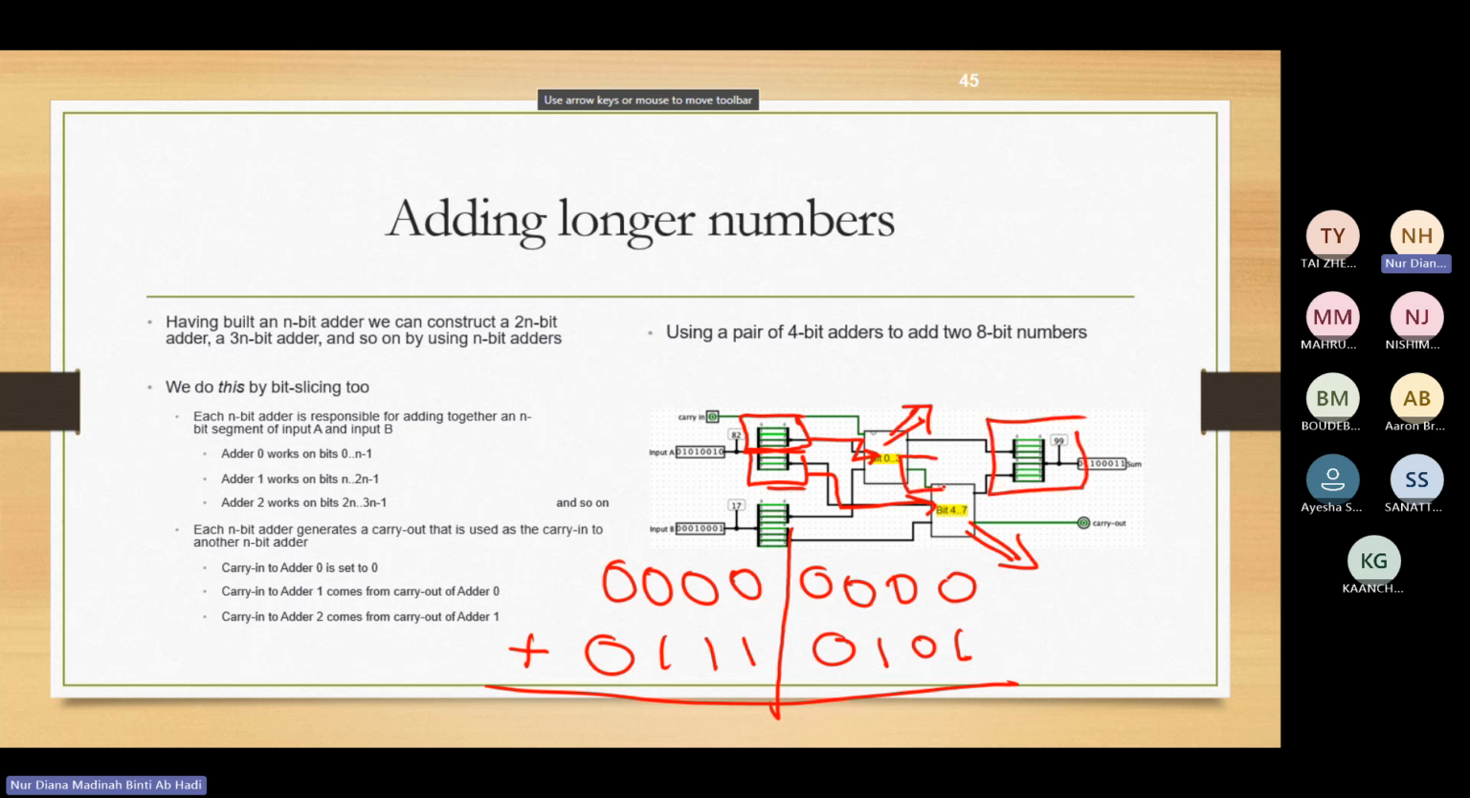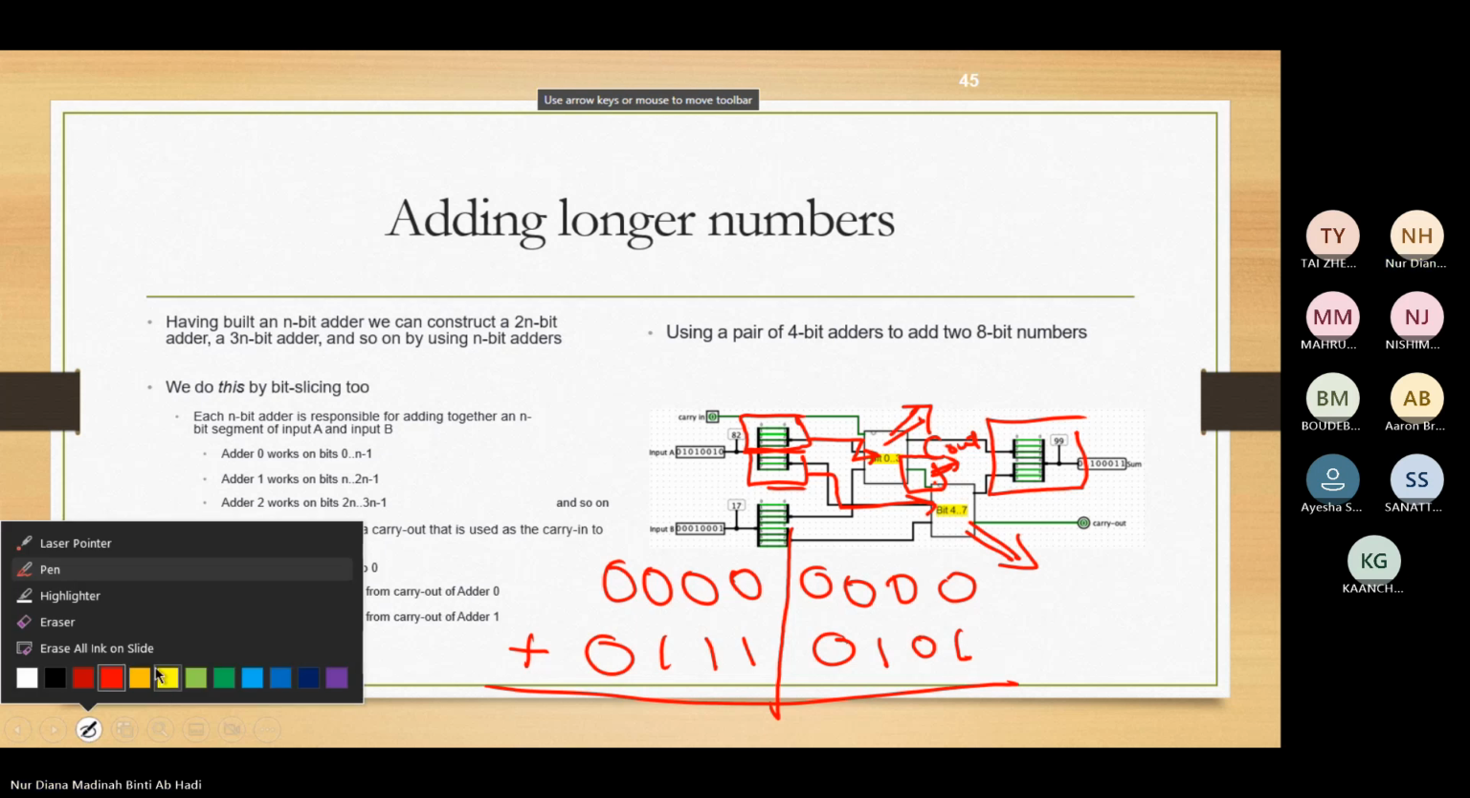So this would be your carry out, the C out, for the first adder. And this carry out would be transferred as a carry in into the second adder. Okay, so can you understand this figure? Do you have any questions you want to ask?